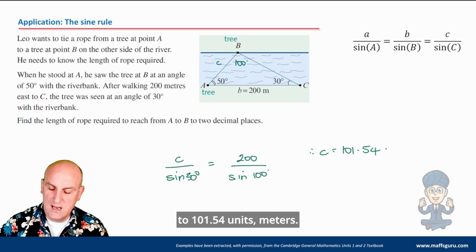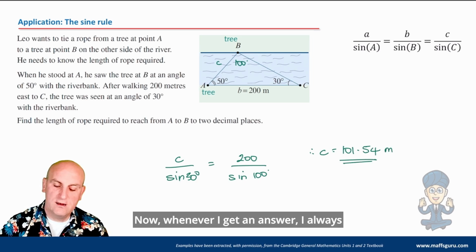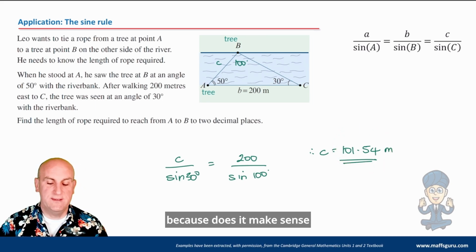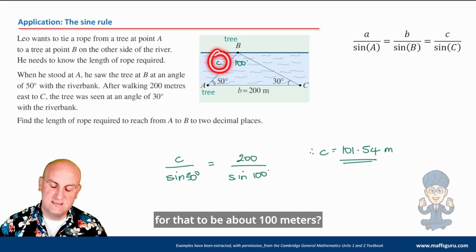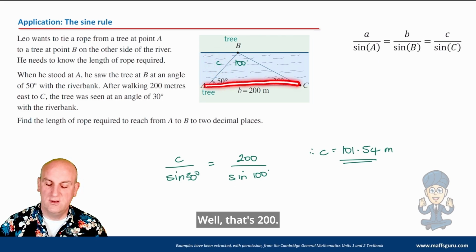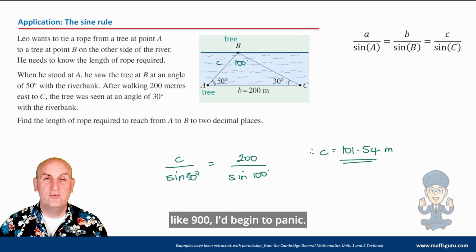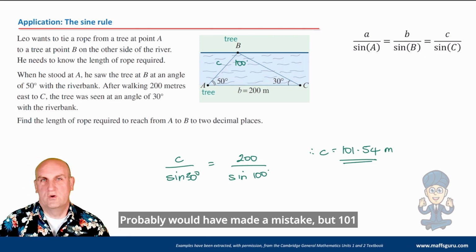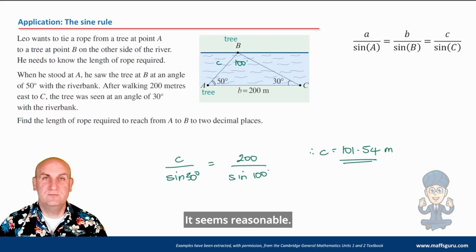So therefore, C is equal to 101.54 units, meters. Now, whenever I get an answer, I always check what I call the reasonableness. Does it make sense for that to be about 100 meters? Well, that's 200. Obviously, if that was like 900, I'd begin to panic. Probably would have made a mistake. But 101 sort of makes sense in my head. Seems reasonable.